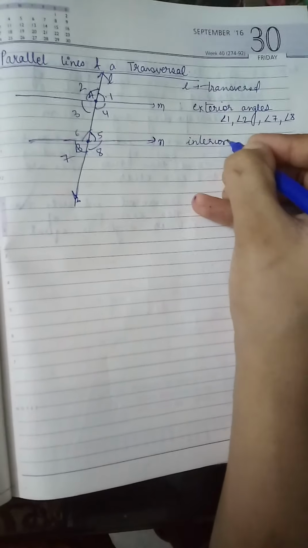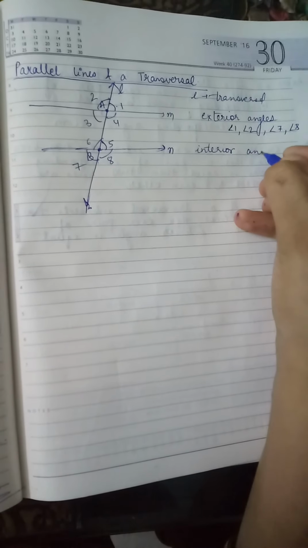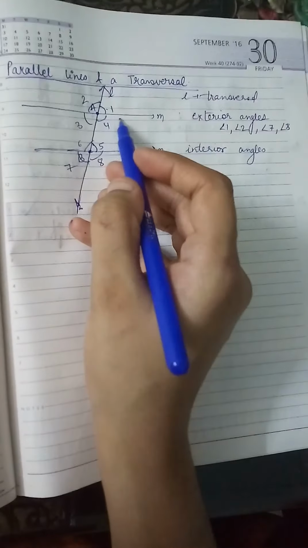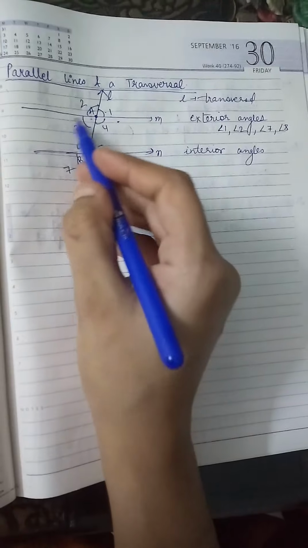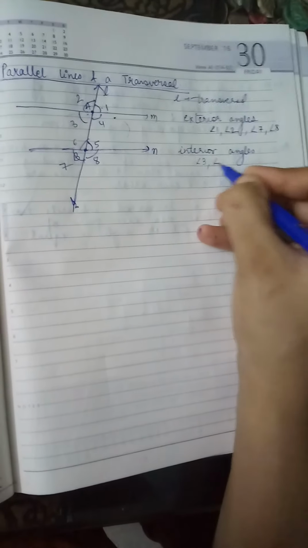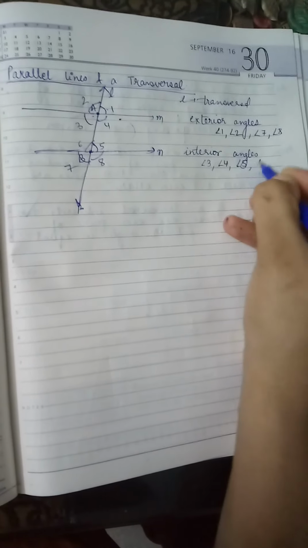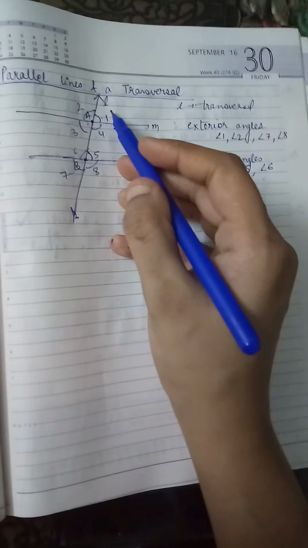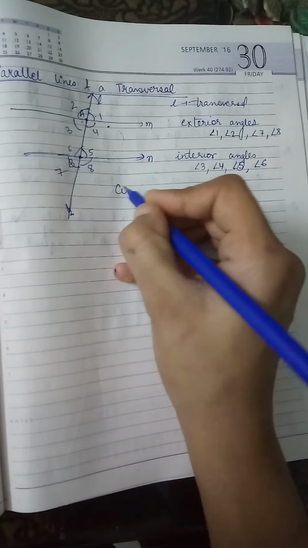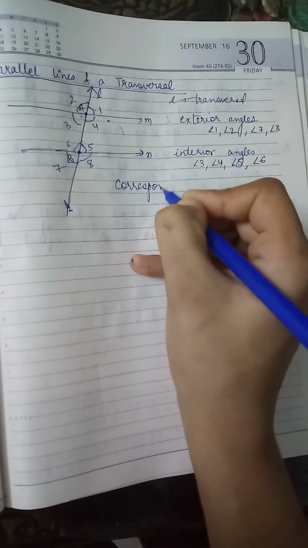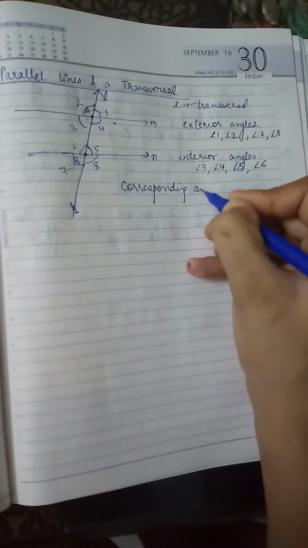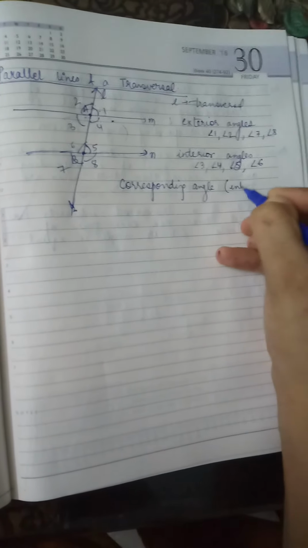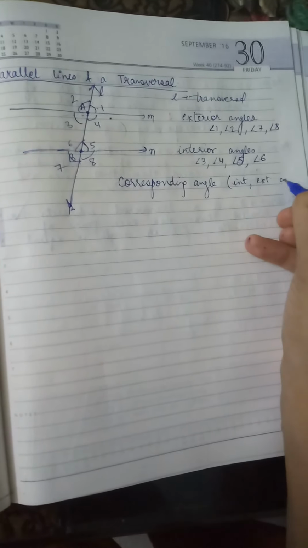Interior. What do you mean by interior? Inside means interior. So interior angles are angles 3, 4, 5 and 6. So inside angles are the interior angles. Now here the pair of corresponding angles include one interior angle and one exterior angle.